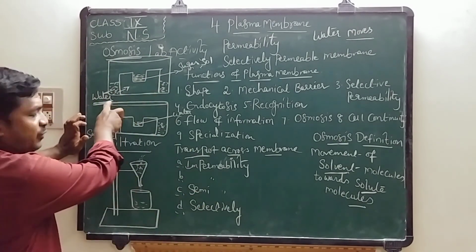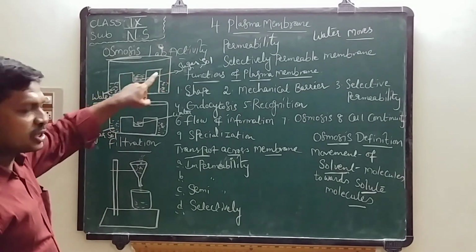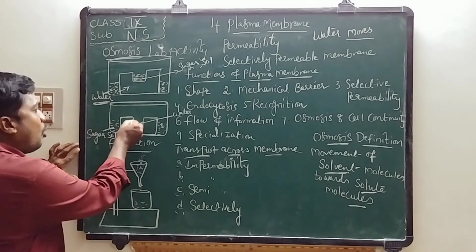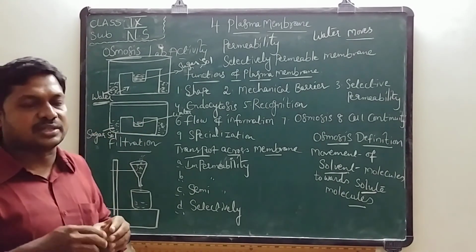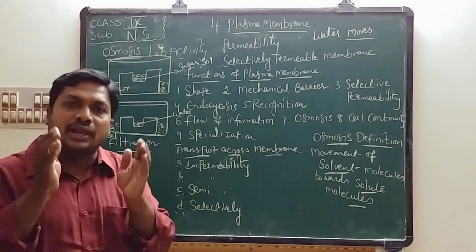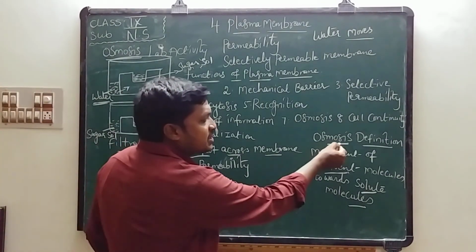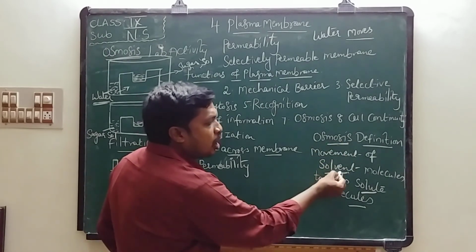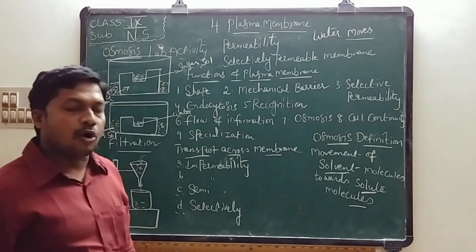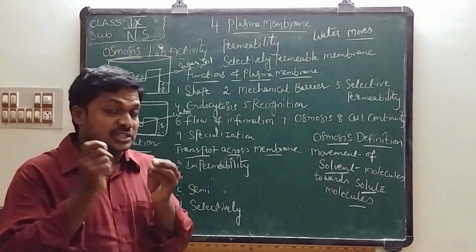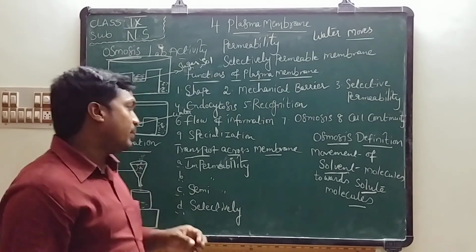In both activities, the water moves towards the sugar solution. Means, in these two cases, only water moves from one place to another place. That is the definition of osmosis. Movement of solvent molecules towards solute molecules is known as osmosis, through a special membrane known as a selectively permeable membrane.